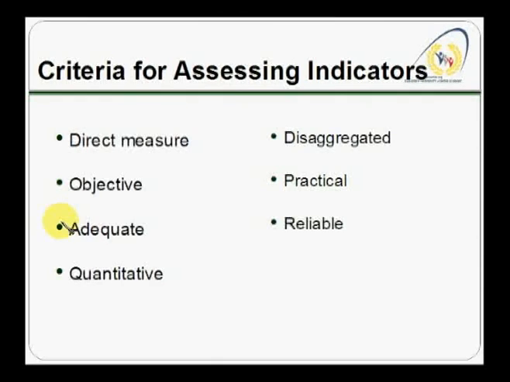It should be adequate in the sense that your indicator should measure what you really want to measure. It doesn't miss out on specific elements that you want to collect. It should be quantitative.